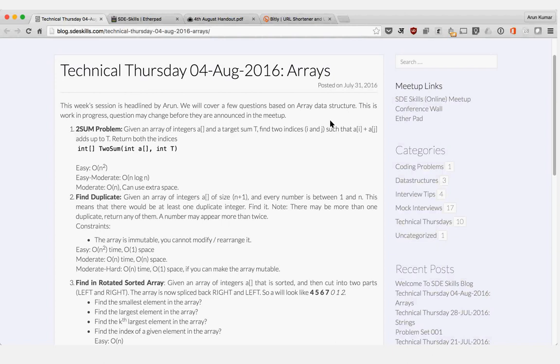I mean, the cubic will be very obvious, right? You can just choose one index and then apply the threesome algorithm on the rest of the array. Yeah, right. So yeah, you could do that. Cubic will be very obvious. But you can do a little better than that.